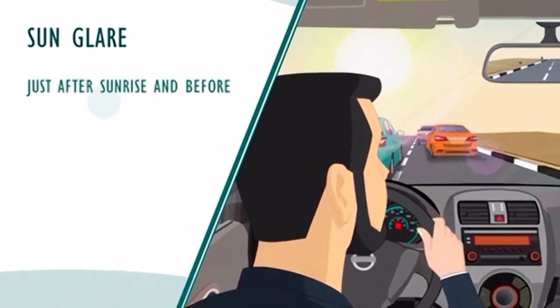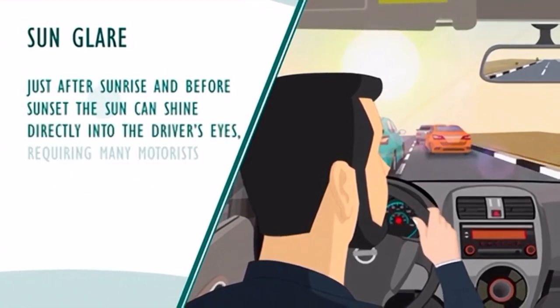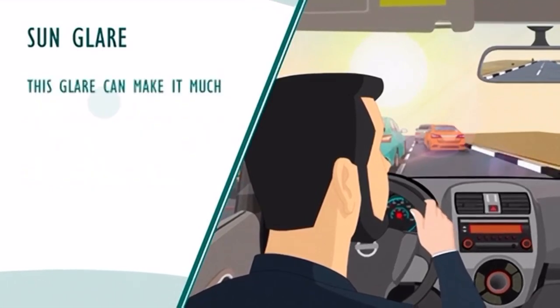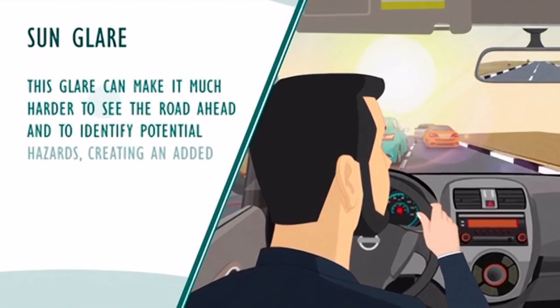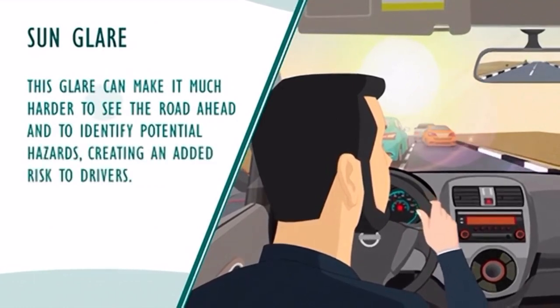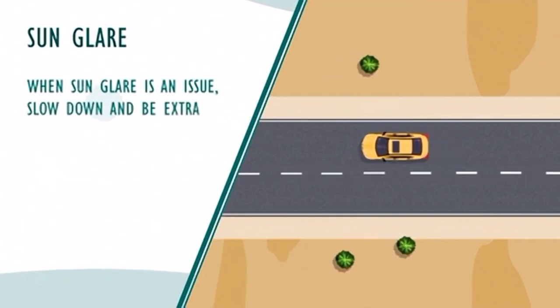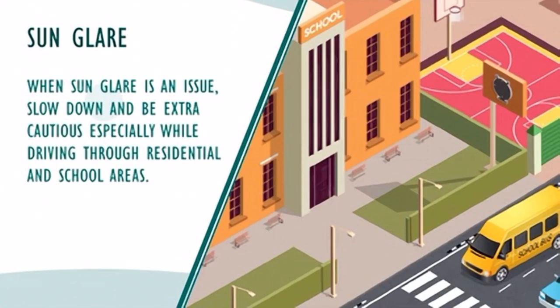Just after sunrise and before sunset, the sun can shine directly into the driver's eyes, requiring many motorists to deal with the glare. This glare can make it much harder to see the road ahead and to identify potential hazards, creating an added risk to drivers. When sun glare is an issue, slow down and be extra cautious, especially while driving through residential and school areas.